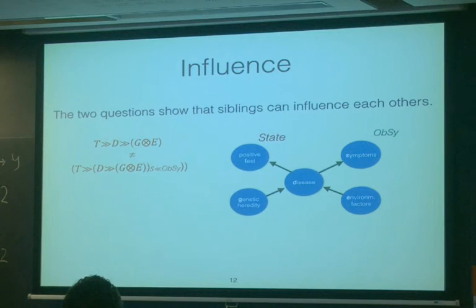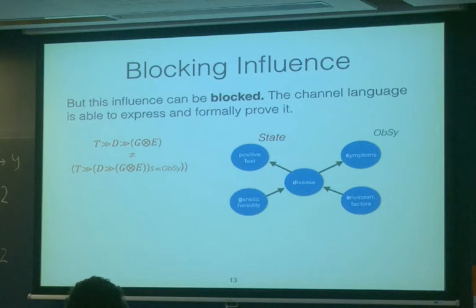Now another phenomenon which you observe is that this influence can be blocked. How does it get blocked? It gets blocked, for instance, if you do an observation on their common parent. So you have the disease node. Suppose you observe something about the disease. Then any further observation you do on the symptoms won't change the positive test. So it used to change it before, but after you do this observation on disease, it cannot change it anymore.